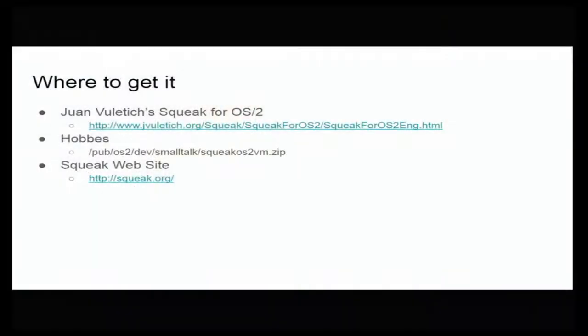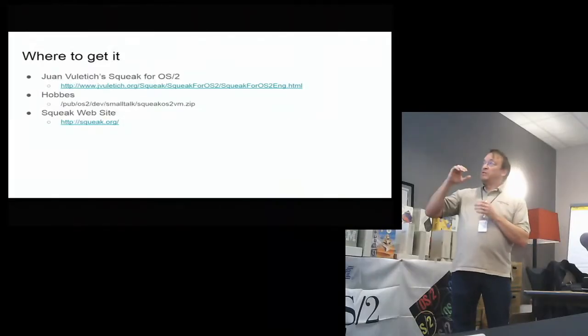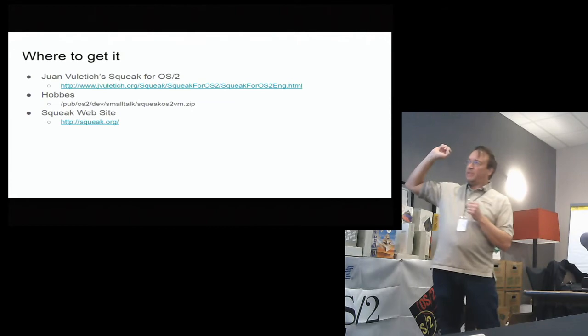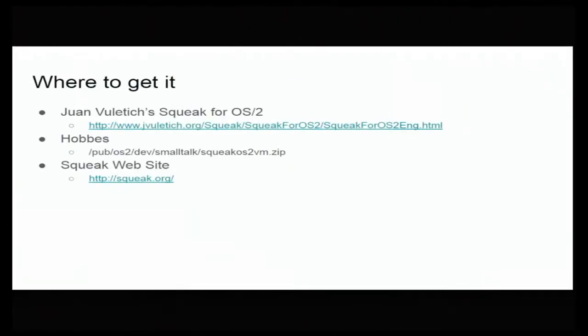So where to get it? There is an actual OS/2 port. It's a couple of different versions. Juan Gultek is the one who ported it. He has three downloads on his website. One is version 3.0. The other one says it's the VM for it. It says on there 3.08, but I actually think it's 3.8. Hobbs has version 3.5, I believe, on it. And then there's the Squeak website.